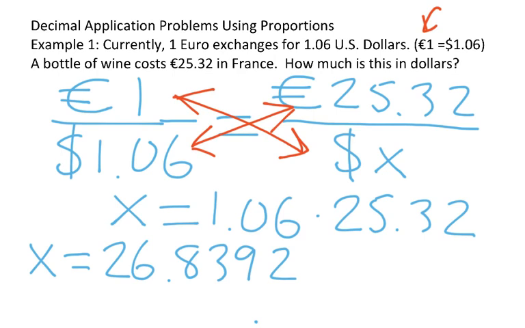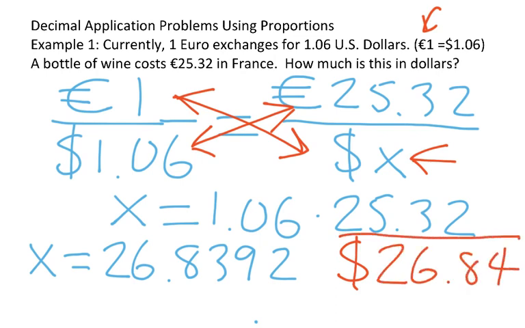Then at some point we remember that we're looking for dollars. And money only makes sense if you round off to the nearest cent. So let's take that 26.8392 and round that off to $26.84, including the dollar unit. And we now know that the cost of this bottle of wine in US dollars would be $26.84. A nice decimal problem that can be modeled as a proportion.